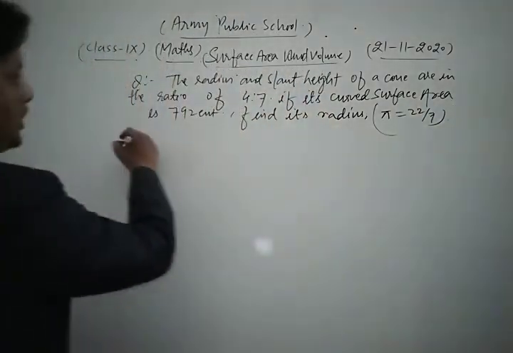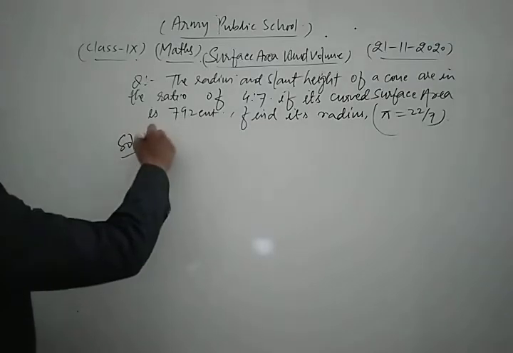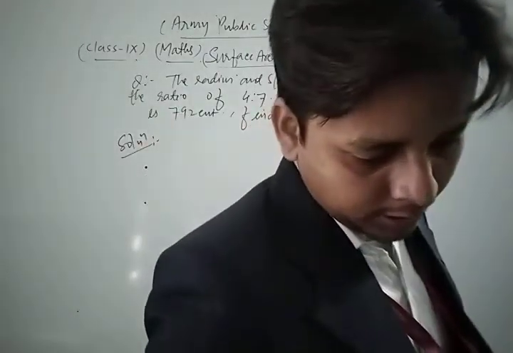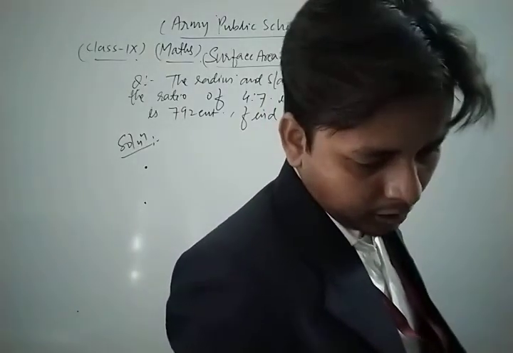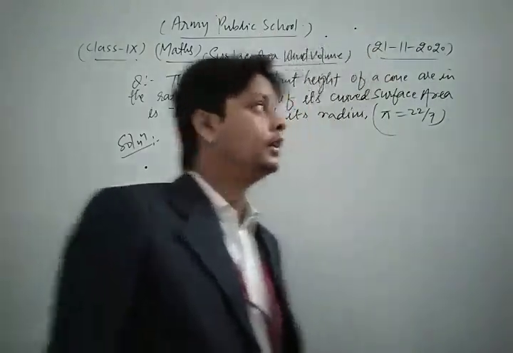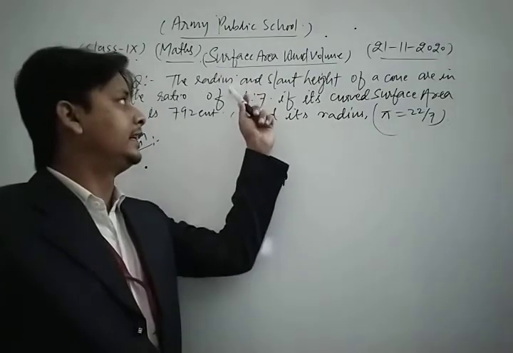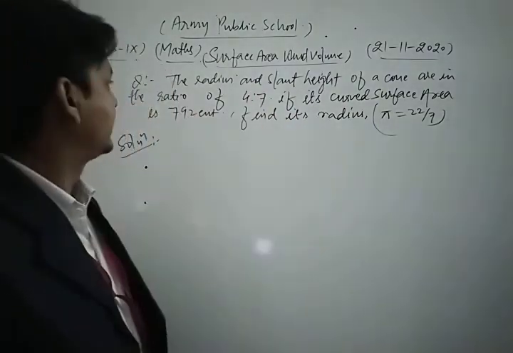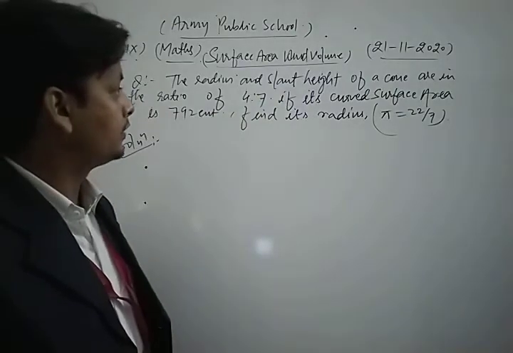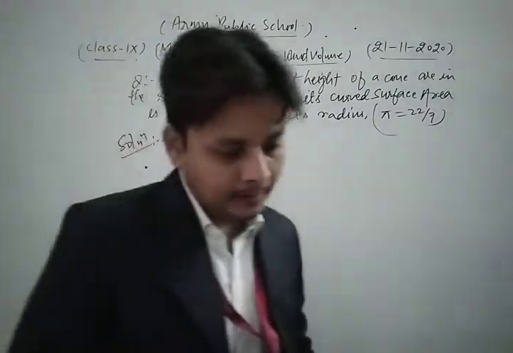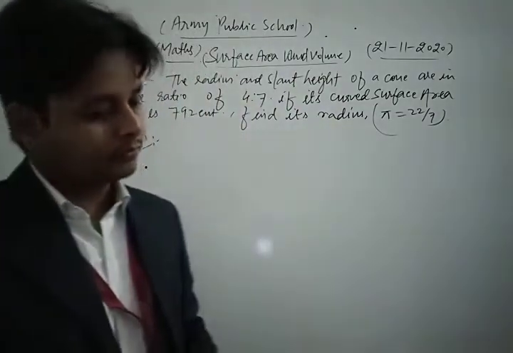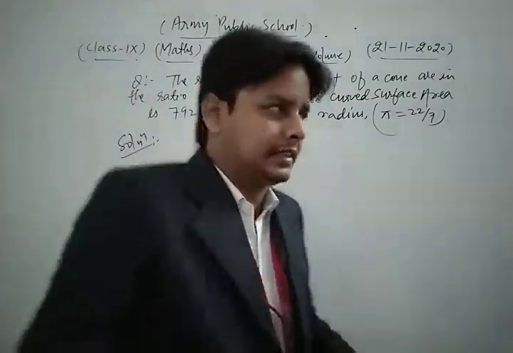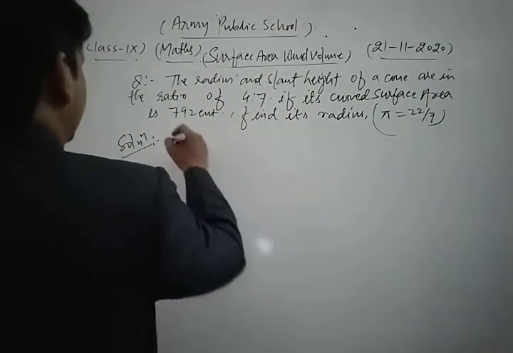Now let's see its solution, dear students. In that question, we find the radius of the cone. The ratio of the radius and the slant height of the cone is given as 4:7, and its curved surface area is 792. So find its radius. This is also a very important question. Let's see its solution.